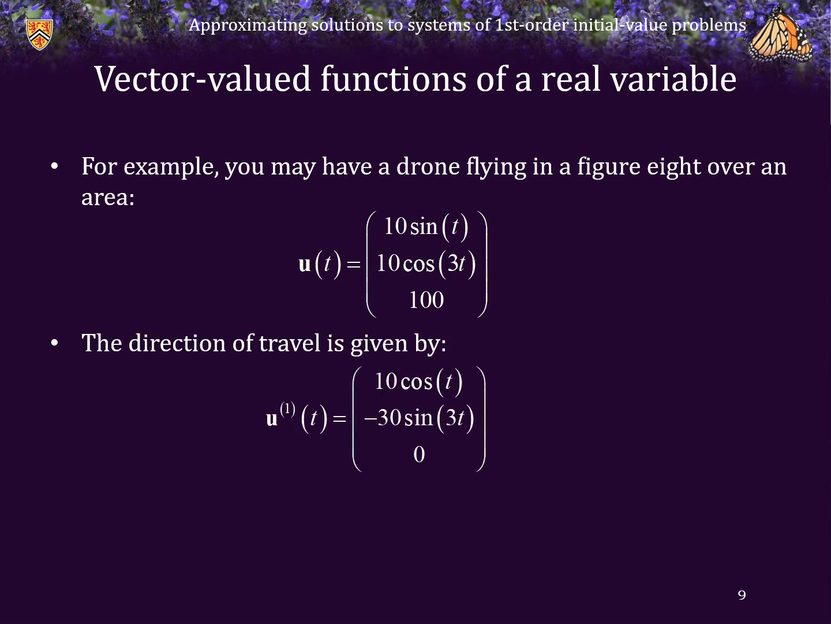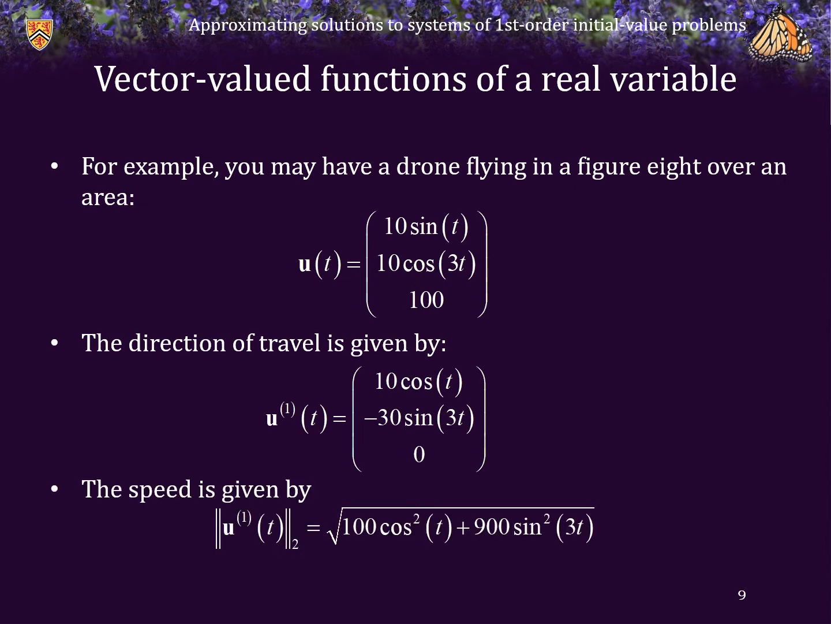In this case, you could give the speed in each of the 3 directions by calculating the derivatives, and this would also give you the direction of travel at any one moment in time. And notice that in the 3rd direction, the derivative is 0. That means there is no change in the altitude. It is simply a drone that is moving at the same altitude in this particular pattern.